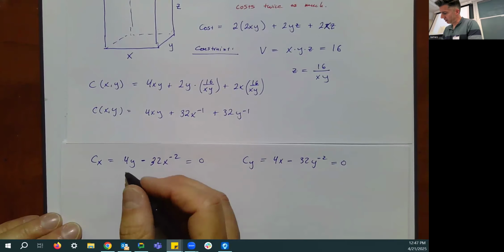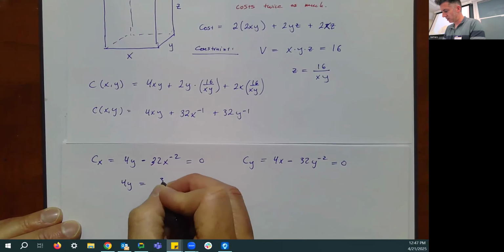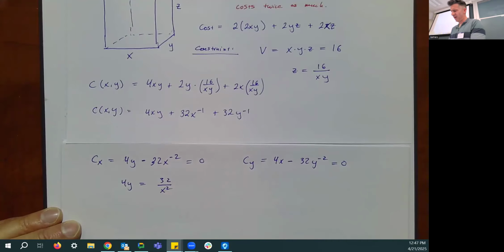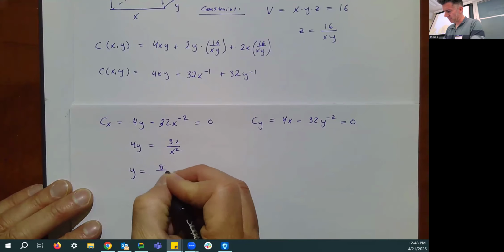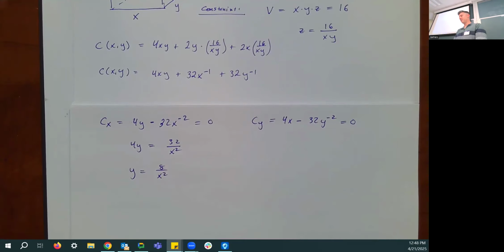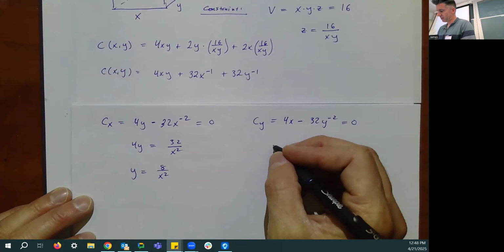Okay, so here's what I would do. I would write this as 4y equals 32 divided by x squared. I'd probably divide both sides by 4 and say y is equal to 8 divided by x squared. And then we really should plug it into the other equation, which is not my favorite way of doing this, but it's the way you avoid any unnecessary errors. Yeah, is that really the way you want to do this? I think it is.